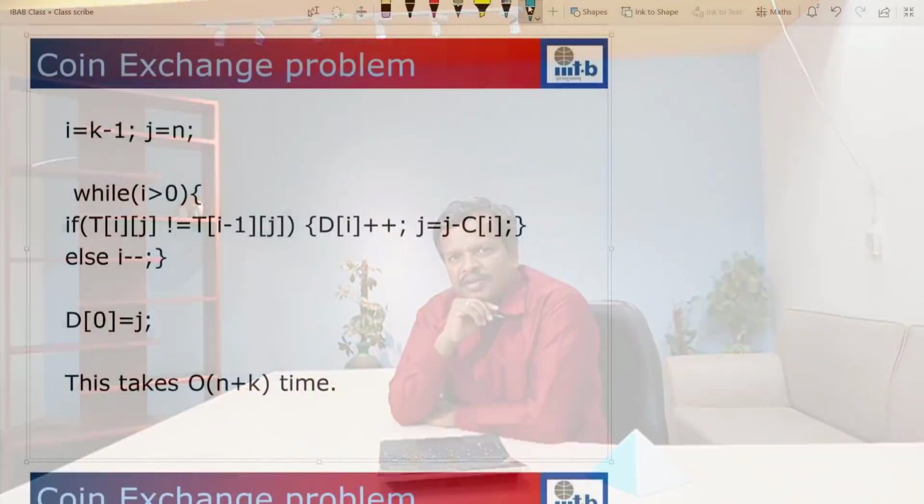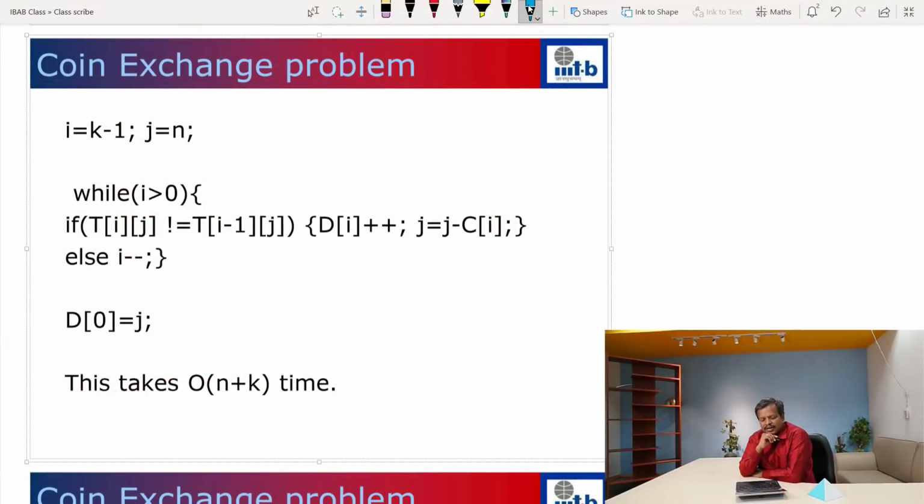So, we have the table, and you know that T of k minus 1 comma n is the minimum number of coins that are required. I start with two values i and j, where i is k minus 1 and j is equal to n. Then, as long as i is greater than 0, that is, as long as I have more than one coin to be considered.